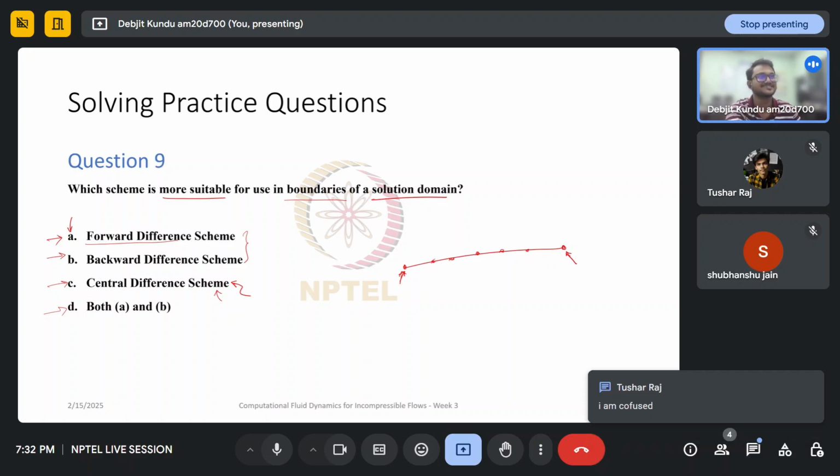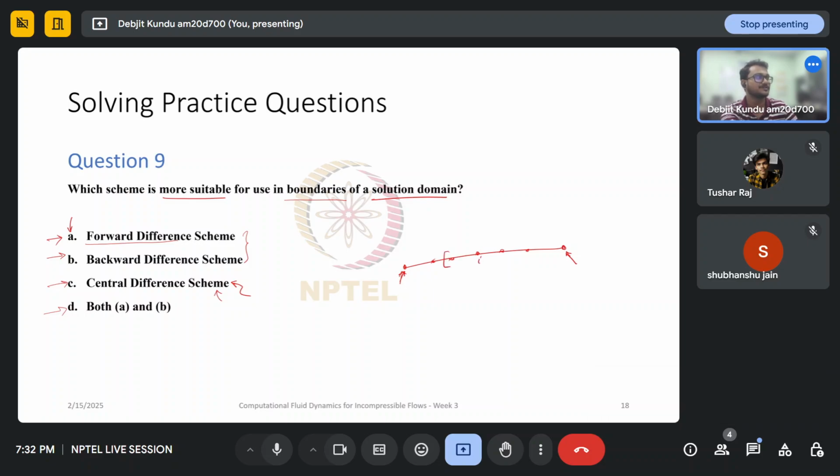Okay, let's take a look at the solution. It's actually both A and B. So for the central points, let's consider i. Where we have points to the left of it and right of it, both ways, then we can use the central difference scheme and life is good.